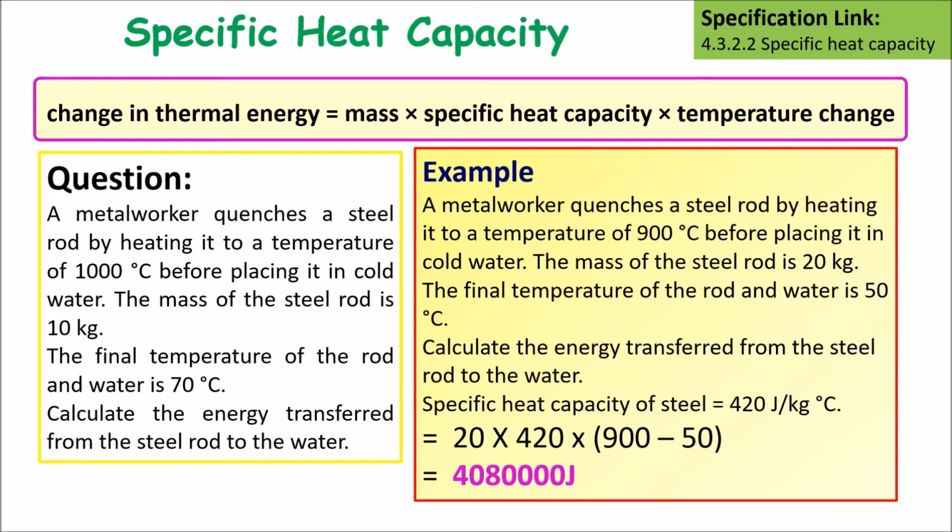Right, well, we're going to use our equation for changing thermal energy, which is mass times specific heat capacity times temperature change, which would be 20 times 420 times 850, which would give us 4,080,000 joules.